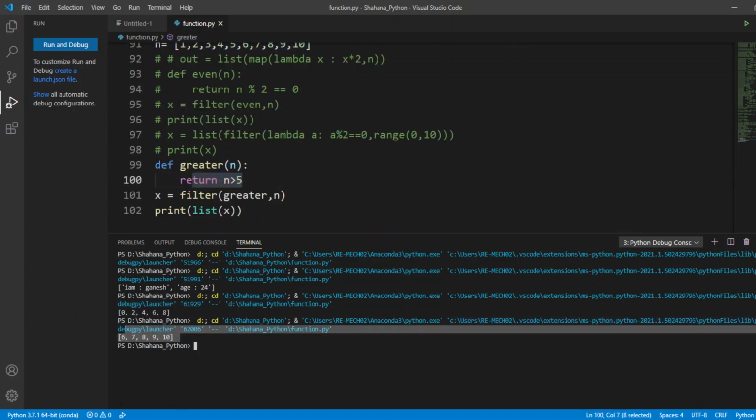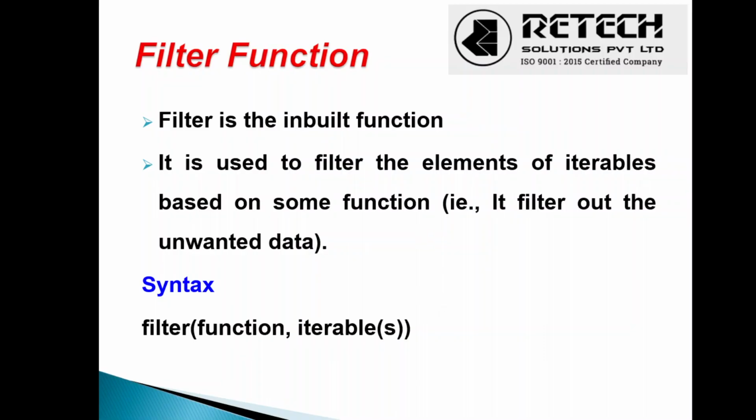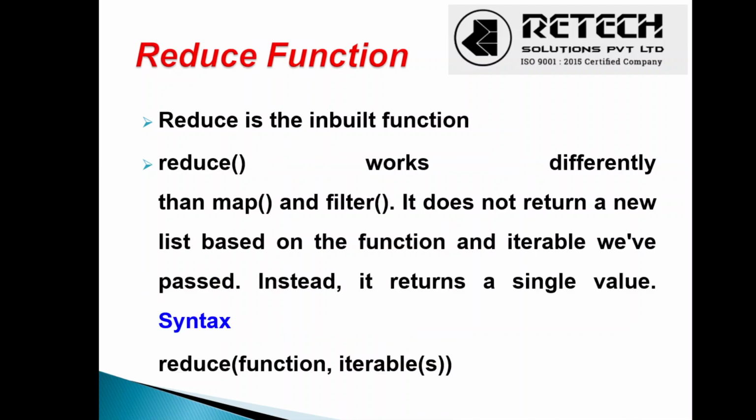Okay, we will move on to our next inbuilt function, that is reduce. Reduce works differently than map and filter. It does not return a new list based on the function and iterable passed. Instead, it returns a single value. We will see that with reduce in our practical example.